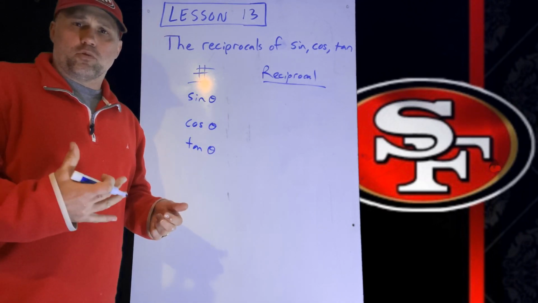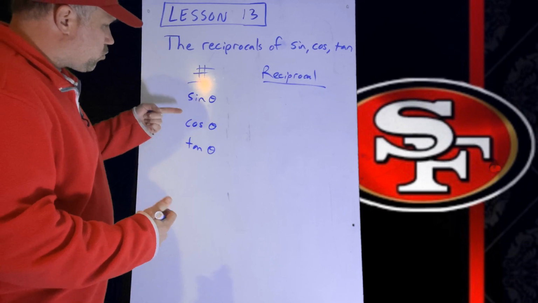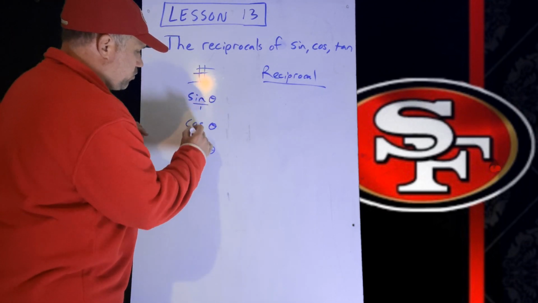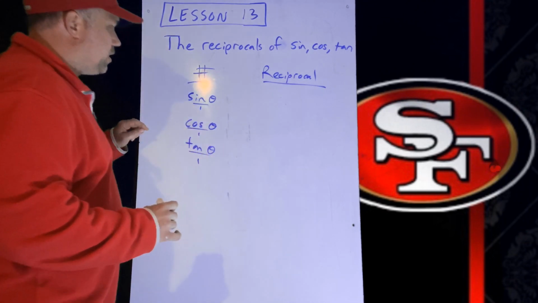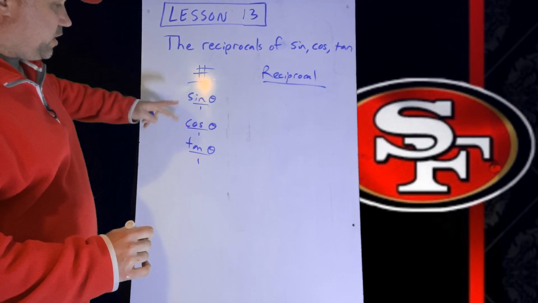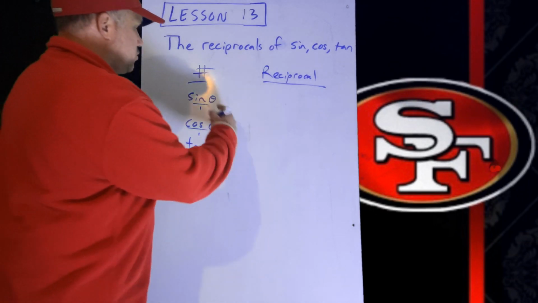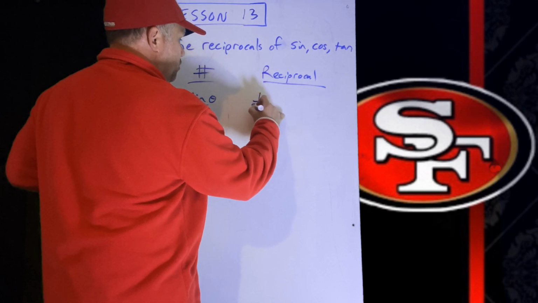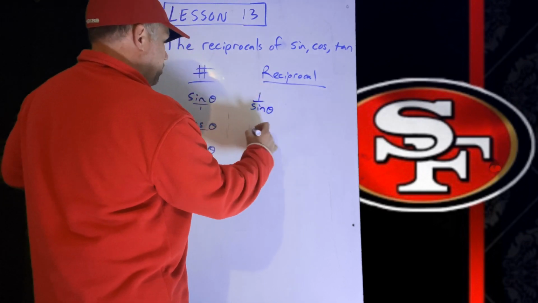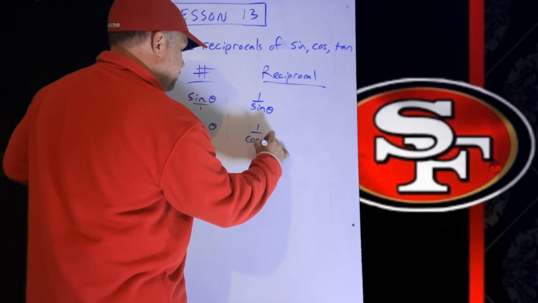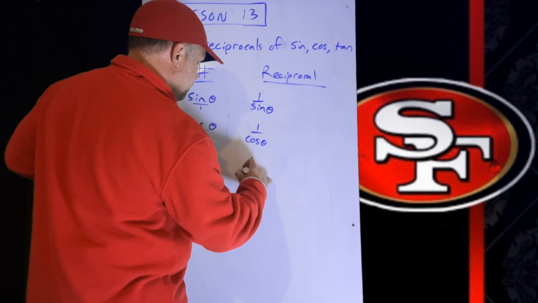Remember, each one of these is really over 1. This is really sine theta over 1, cosine over 1, and tangent over 1. So their reciprocals are just going to be those inverted or flipped. The reciprocal of sine is going to be 1/sine, cosine is going to be 1/cosine, and tangent is going to be 1/tangent.